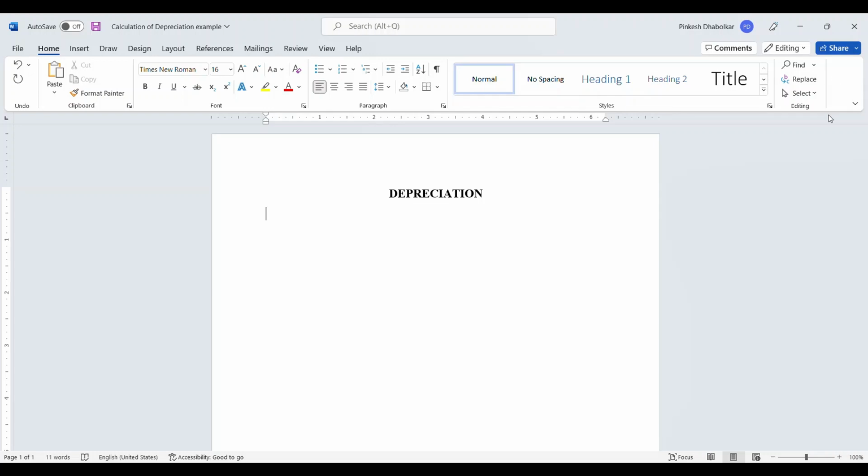Hello everyone. In this video we shall learn about calculation of depreciation. As we understand, depreciation is charged on all the tangible assets. It basically means a provision which is kept aside every year throughout the life of the asset, so that at the end of the life of the asset we are going to replace the asset with a new asset.